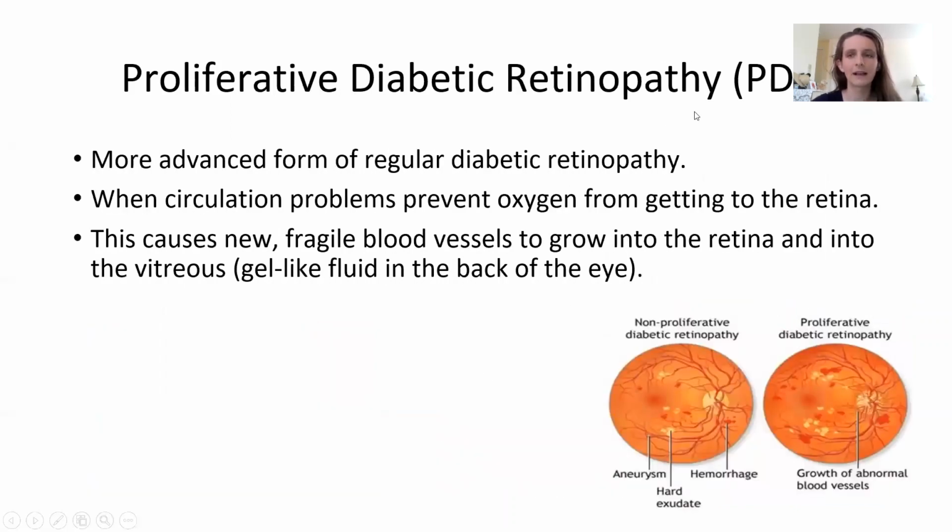Proliferative diabetic retinopathy, PDR, on the other hand, is the more advanced form of regular diabetic retinopathy. It is when circulation problems prevent oxygen from getting into the retina. This causes new fragile blood vessels to grow into the retina and into the vitreous, which is the gel-like fluid in the back of the eye. So you can kind of see here in these diagrams the growth of the blood vessels in the second one compared to the first one.